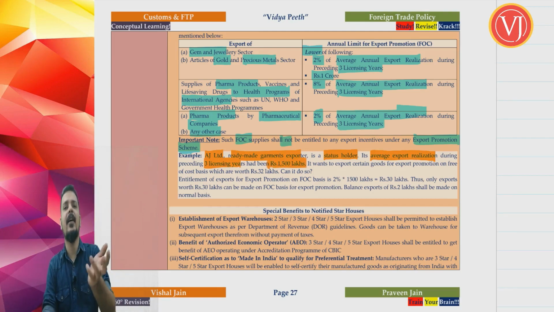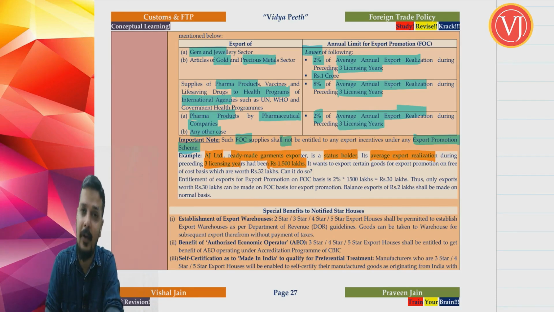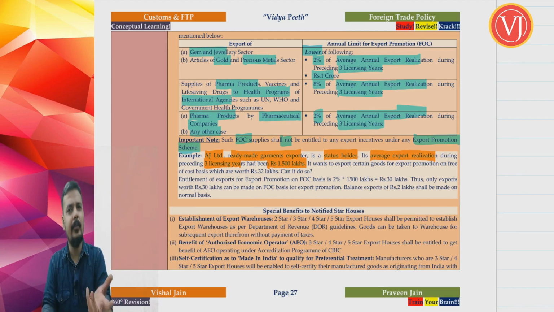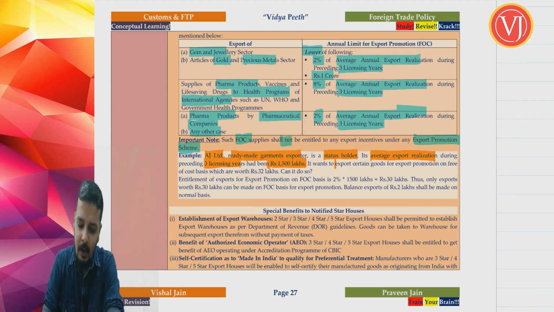The question may not give this directly, they may give the data of the last 3 financial years. You have to add all the 3 and divide by 3. So you have to find out the average annual export realization, if it is not directly given. In this question, it is directly given. It wants to export certain goods for export promotion on a free of cost basis, which is worth 32 lakhs.